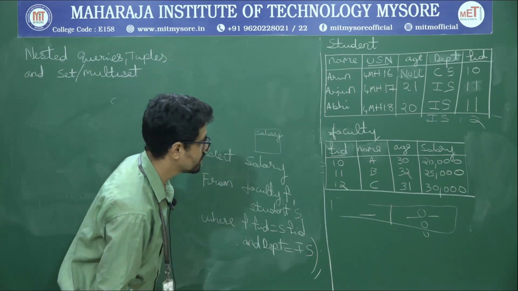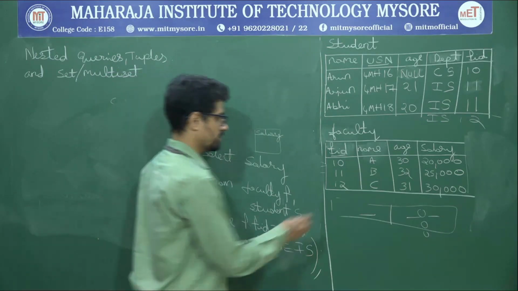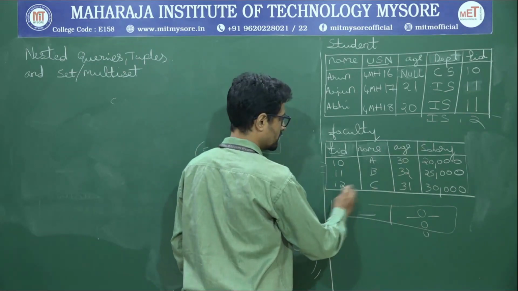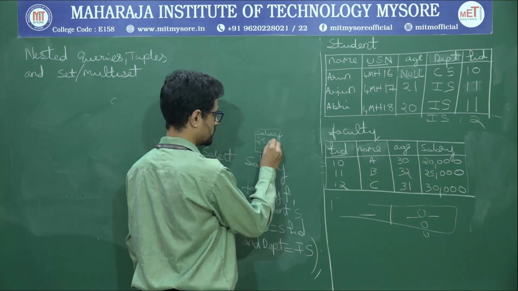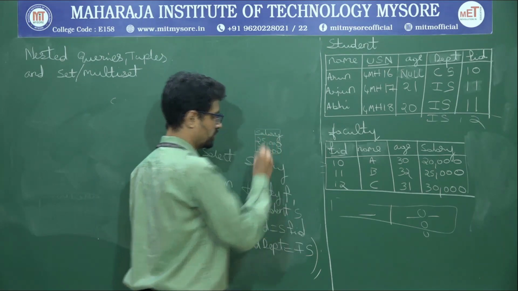Employee number 11 is having 25,000, and 12 is also in the IS department, so 25,000 and 30,000 is the output from the inner query.